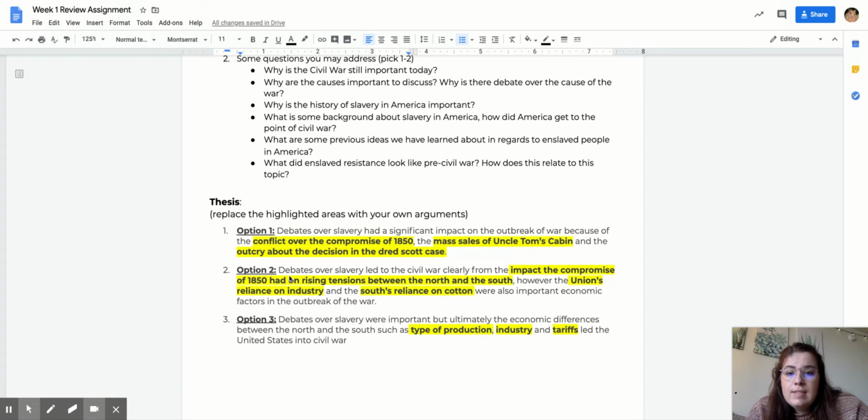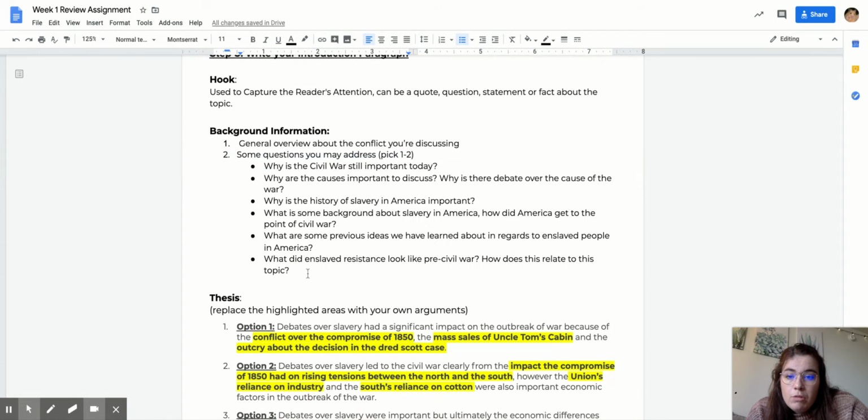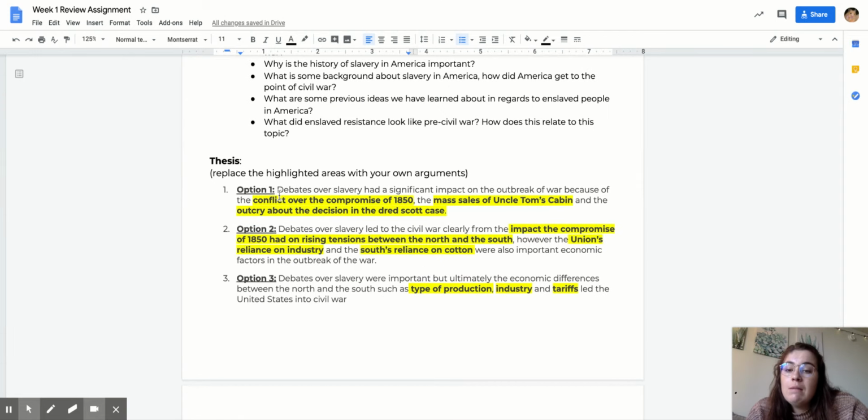So with your thesis statement, depending on what option you picked from up here, option 1, 2, or 3, there are example thesis statements that show what a thesis would look like had you chose option 1, 2, or 3. So option 1, this is my example thesis statement. Debates over slavery had a significant impact on the outbreak of the war because the conflict over the Compromise of 1850, the mass sales of Uncle Tom's Cabin, and the outcry about the decision in the Dred Scott case.